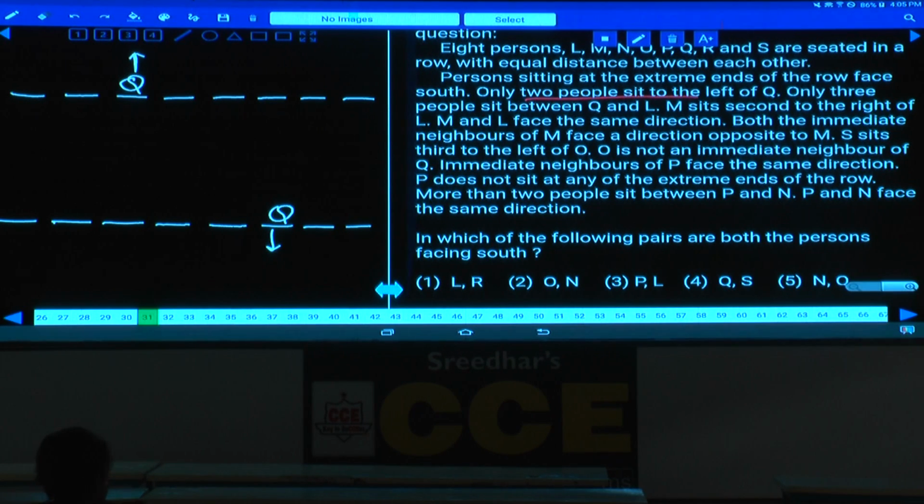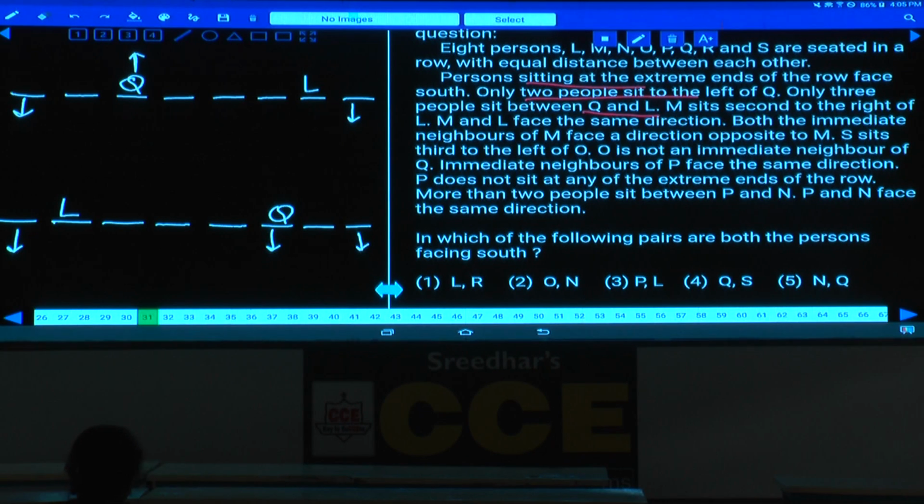Only 2 people sit to the left of Q, and person seated at the extreme ends of the row facing south. Now these 2 persons, who are the persons comes at this place? Now those persons are facing towards south. Persons at the ends are facing towards south. Only 3 people sit between Q and L. How many persons in between Q and L? Exactly 3. Only 3 persons between Q and L.